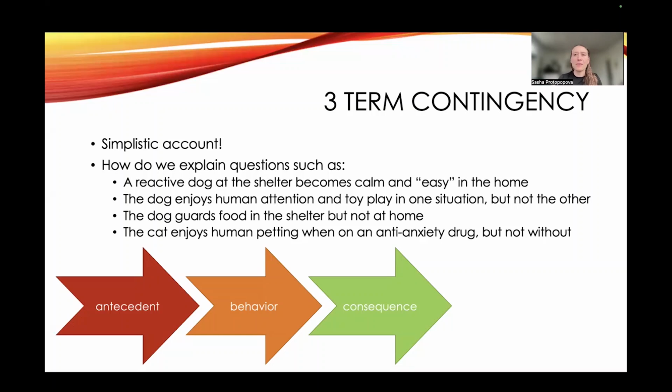We kind of always think of the ABC, or the three-term contingency, where we have the antecedent, behavior, consequence, guiding behavior. But what I'm going to argue today, and in fact, this is well known, is that this is a very simplistic account. Even behavior analysts do not think that this is the whole picture.